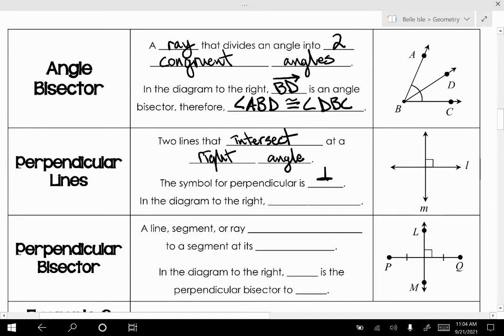In the diagram to the right, I'm going to use a cursive L. Okay, so in the diagram to the right, you have line L, which is perpendicular to line M. Lines are represented as capital letters or lowercase letters.